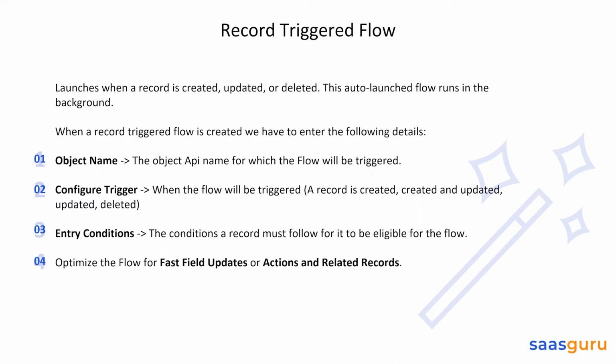The before save flows can only update the record in which it was fired off. To make updates to other records, we need to use an after save flow.